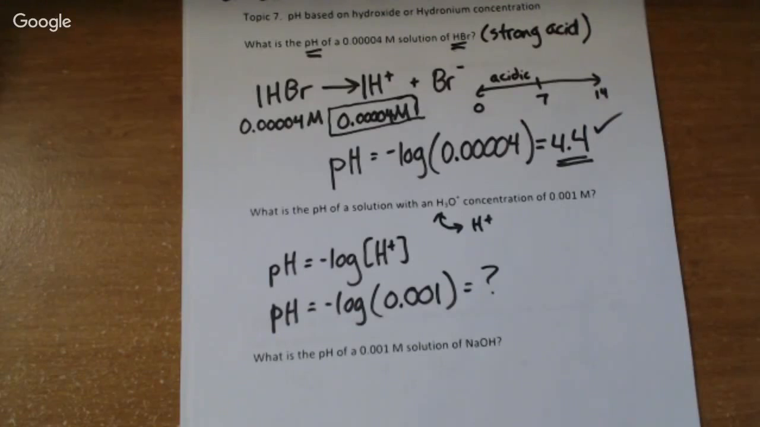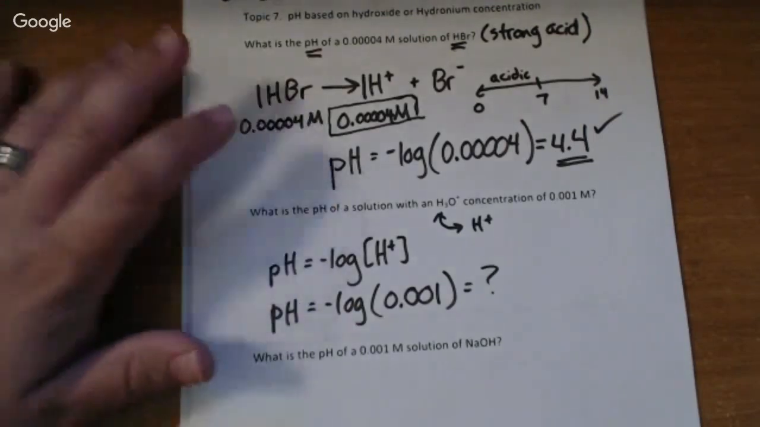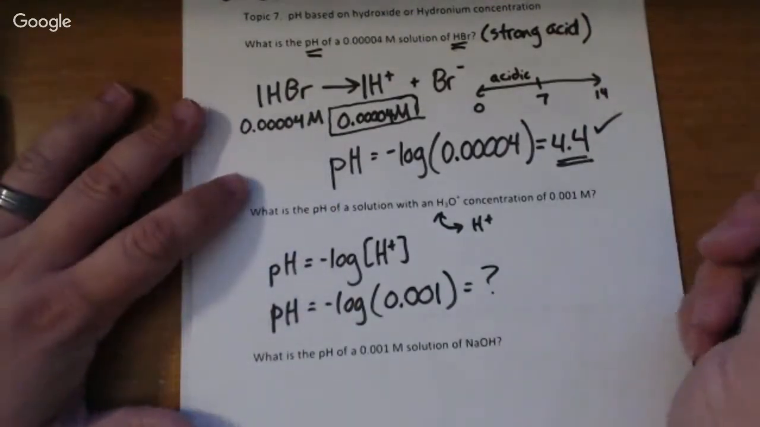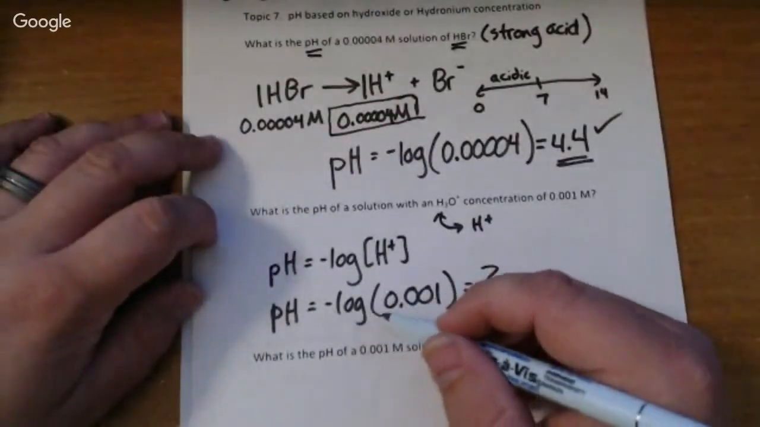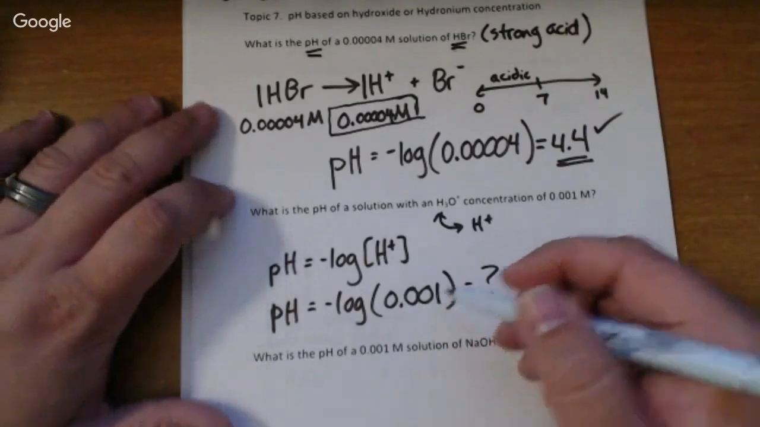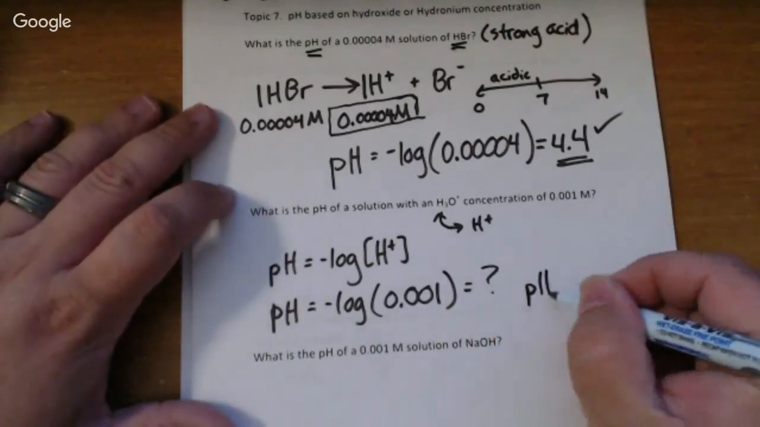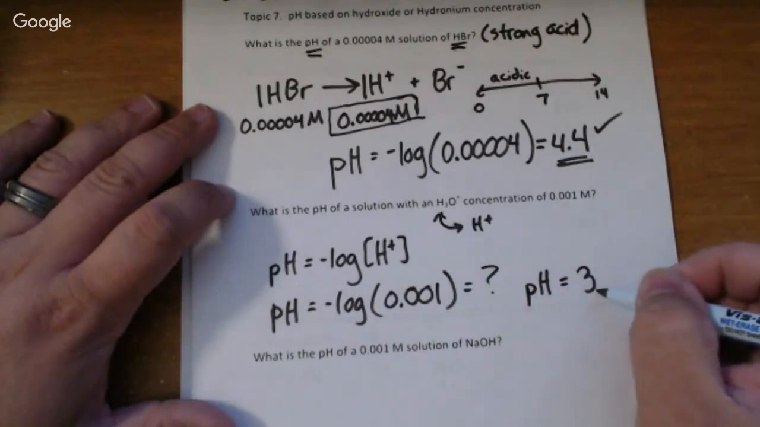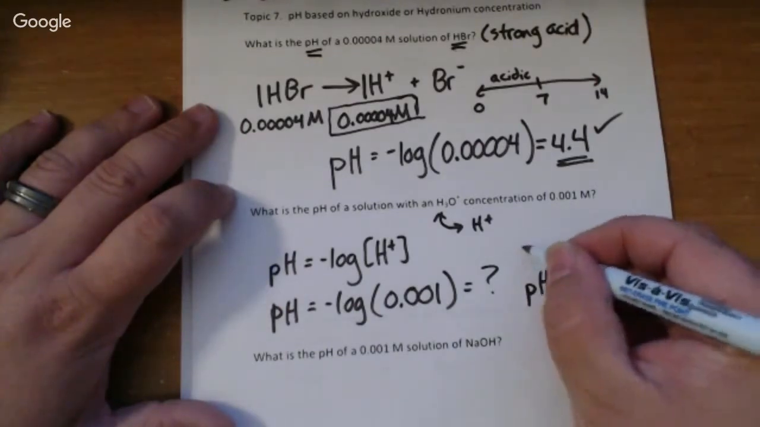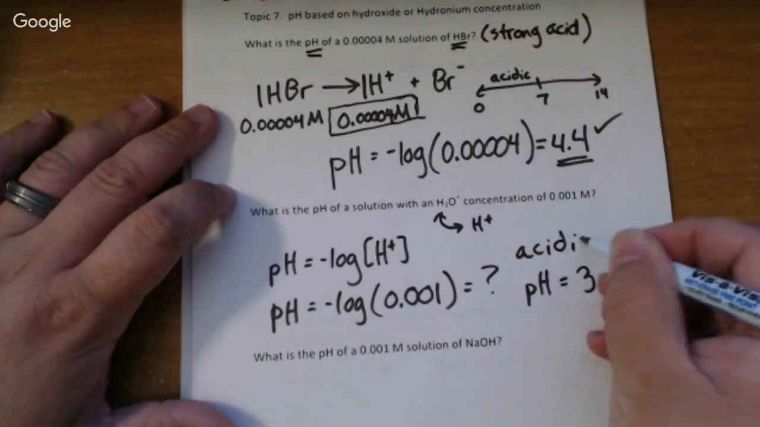Okay, so I'm getting acidic from Mary Lou, and I'll buy that. When you type this in, the negative log of 0.001, the pH should equal 3. And 3 is less than 7. Being less than 7, that makes this an acidic solution.